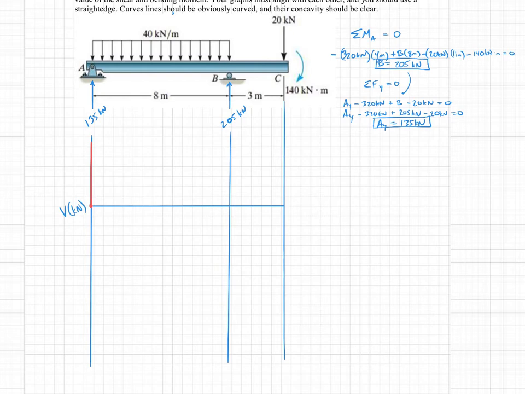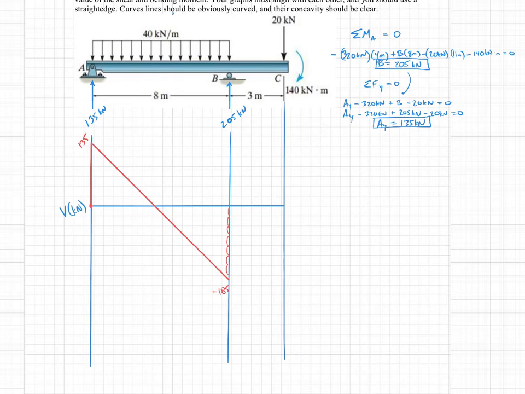So I started at 135 right here. I'm going to go down 320. So I'm going to end up at negative 185, right? If I do my boxes here, 1, 2, 3, 4, that's 100, 175, and here's maybe 185 right here. So I started at 135 and went down 320, because that's 40 kilonewtons per meter over 8 meters. So that's going to put us down at negative 185.